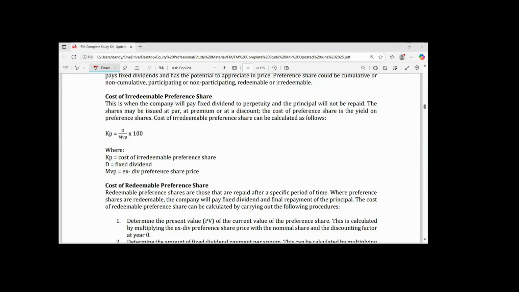Cost of irredeemable preference share, which is denoted as KP. The cost of irredeemable preference share is the ratio of fixed dividend to ex-div share price. Let me just put it down for you. This is the ratio of fixed dividend to ex-div share price.